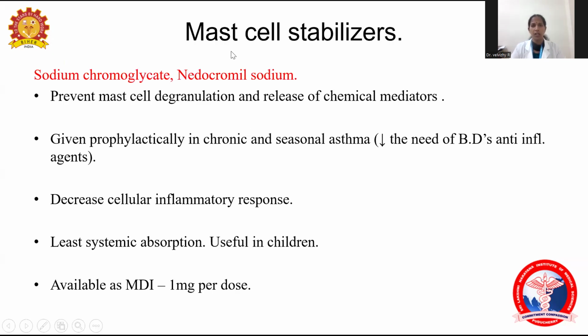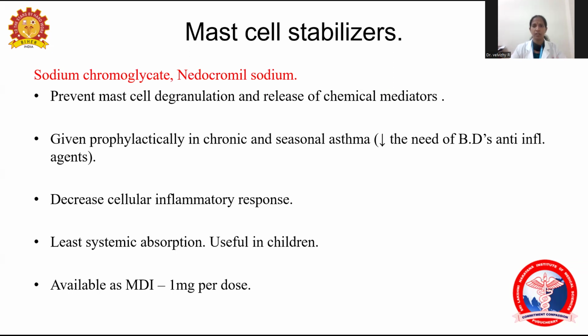Next, we'll move on to another group of drugs, which is mast cell stabilizers. Here we have sodium cromoglycate and nedocromil sodium. This group of drugs will prevent the degranulation of mast cells. If mast cell degranulation is prevented, it also blocks the release of chemical mediators. So this group of drugs is mainly used prophylactically in chronic and seasonal asthma. It decreases the cellular inflammatory response and has the least systemic absorption. It can be used even in children. This is also available as a metered dose inhaler.